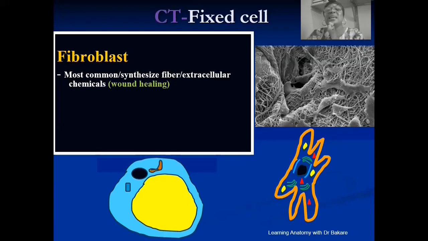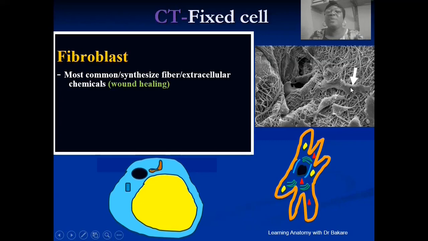So when a site is damaged, you see the fibroblasts around this region trying to produce more of the extracellular fibers and also the extracellular chemicals, thereby creating more structure around that region. So they are also seen to contribute to the healing process. If you look at this image up here, this is where we have the fibroblasts here, arrowed in white.